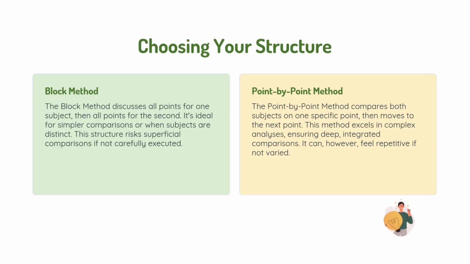Choosing the right structure is another issue in comparative essays because it is a question of what structure best suits my essay. The block method discusses all points for one subject, then all points for the second. It's ideal for simpler comparisons or when subjects are distinct. The point-by-point method compares both subjects on one specific point, then moves to the next point. This method excels in complex analyses, ensuring deep, integrated comparisons.